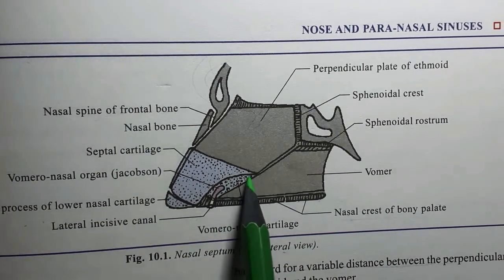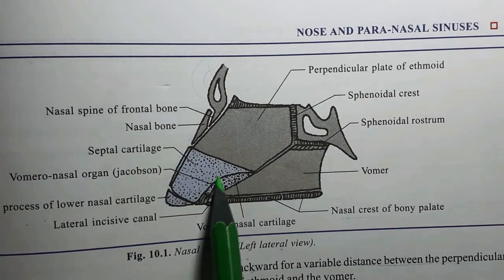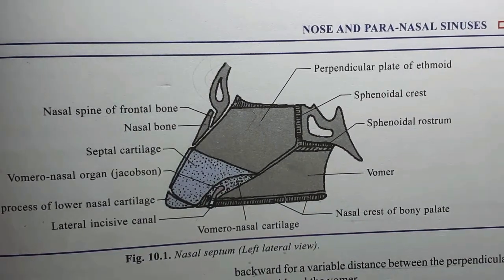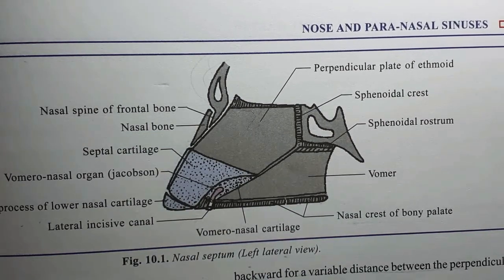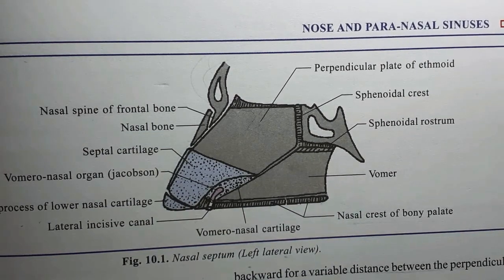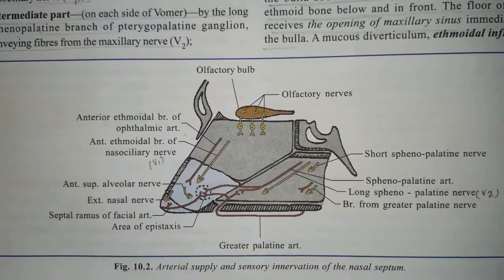and the septal cartilage. You can see this one. This is the vomeronasal cartilage. So these are the bony parts and the cartilaginous part that take part in formation of the septum. So now let's discuss the arteries and the nerve supply of the nasal septum.